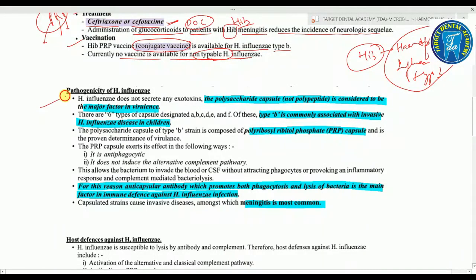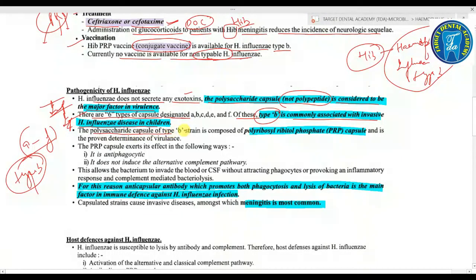Discussing the pathogenicity of influenzae. It does not secrete any exotoxin. The polysaccharide capsule is considered to be the major factor in virulence. Important. There are 6 types of capsule designated A to F. Of these, type B is commonly associated with invasive influenzae disease in children. Important. Type B.